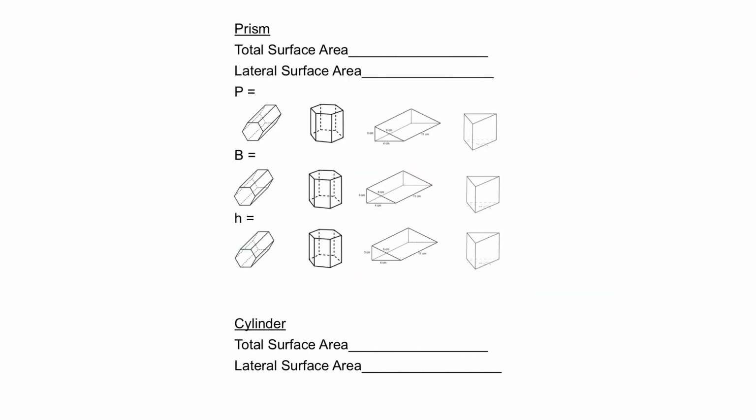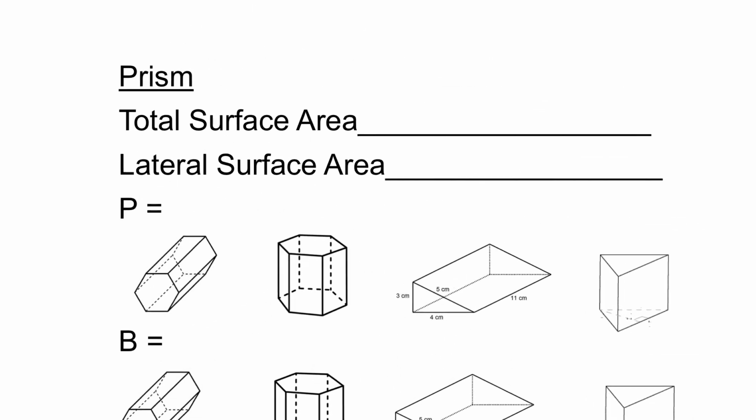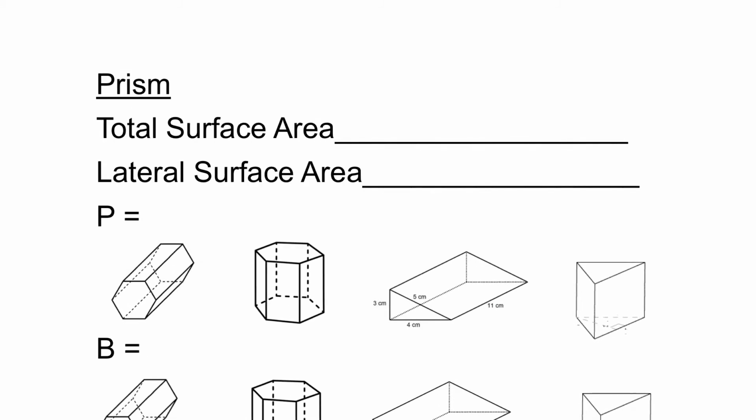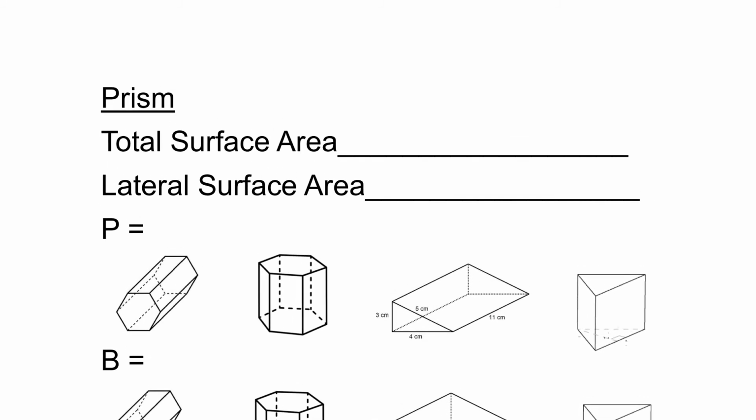Okay, so the stuff we're doing today is going to be really the same stuff we did yesterday, although we are definitely going to add in a few little things. Looking at the back side again, for prisms, total surface area, what's the formula for that? There is the 2 times the area of the base, but the way we wrote that is P times H plus 2 times B.